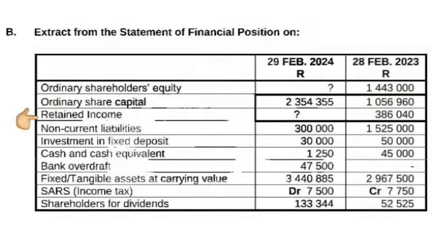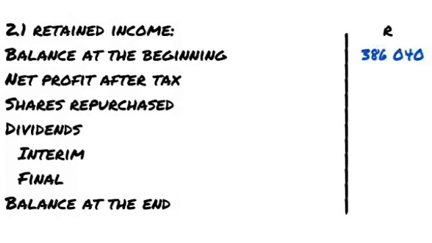So when we go to our information, we look at our retained income, we see last year's retained income was 386 and 40, and we see that for this current year it's a question mark. So this one for last year will be our balance at the beginning, and that means our balance for this year is what we are going to calculate ourselves. So going back to our framework, we are just going to fill in our balance at the beginning, which is last year's amount of 386 and 40.